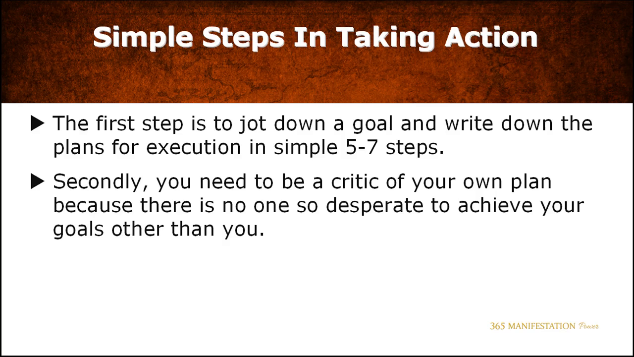Let's assume that you've determined the steps of taking action for a plan or a goal. The first step is to jot down a goal and write down the plans for execution in simple 5 to 7 steps. Secondly, you need to be a critic of your own plan because there's no one so desperate to achieve your goals other than you.